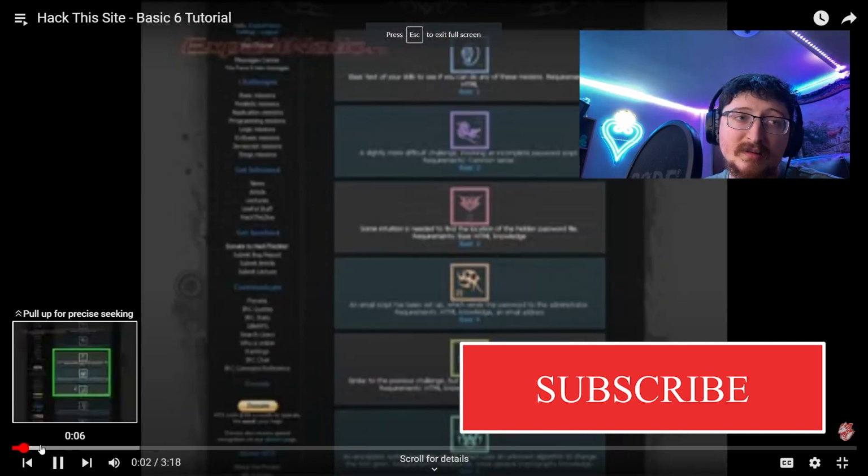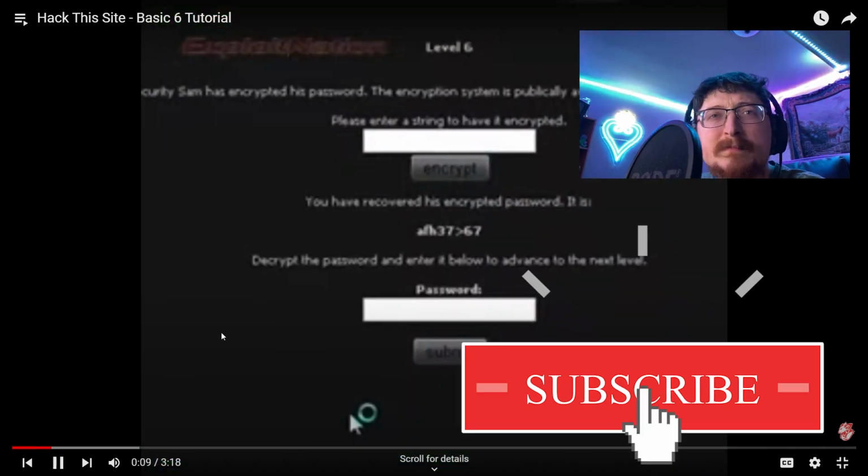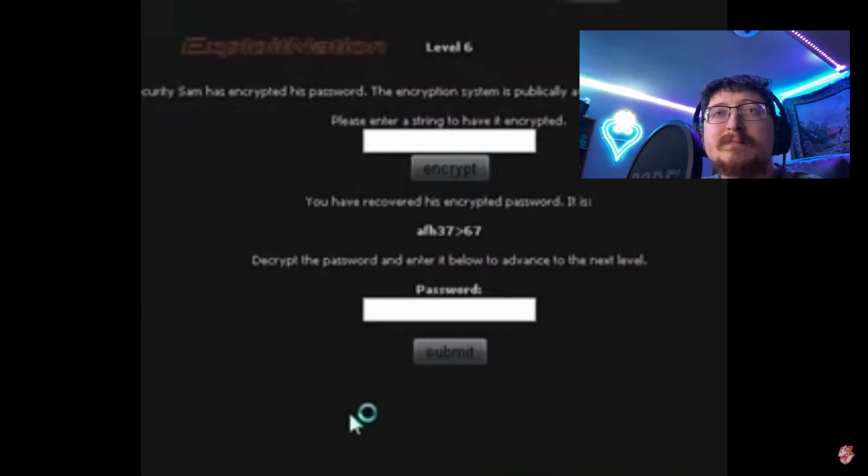Today we're going to be doing Basic 6. It's not much of knowing HTML, JavaScript injections, PHP, like in the last 5. It's going to be an algorithm. An algorithm is mathematical, logical steps which you use to solve a problem.